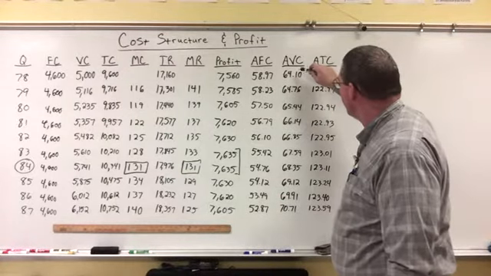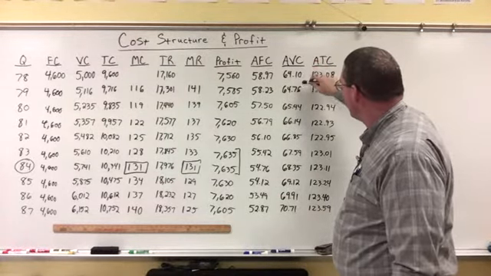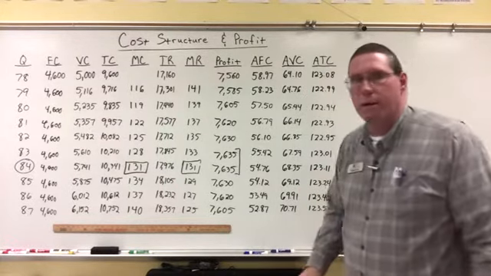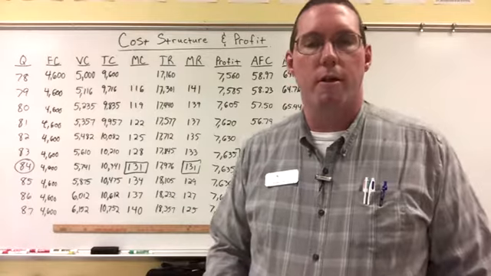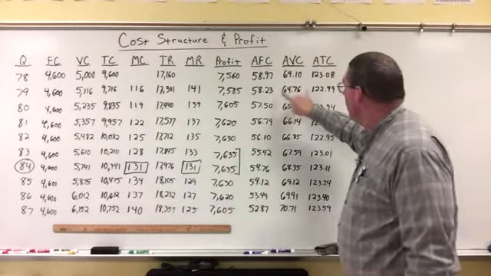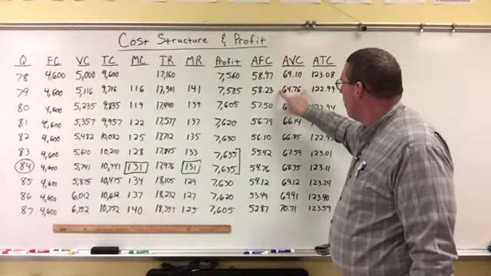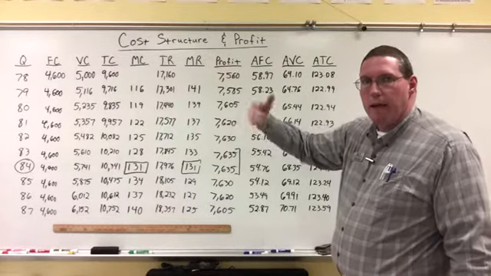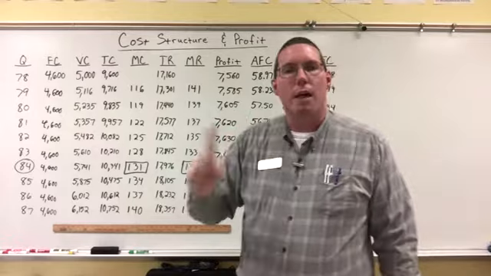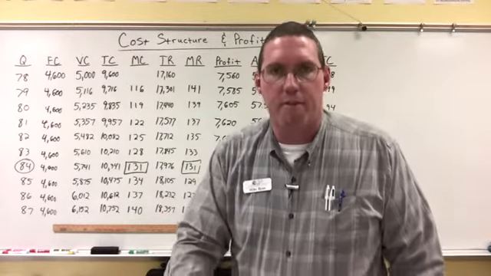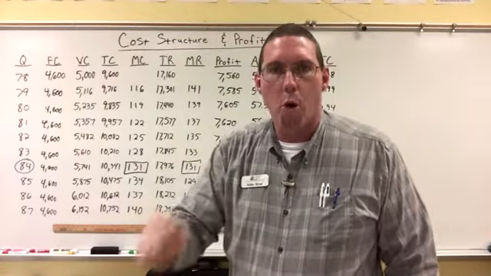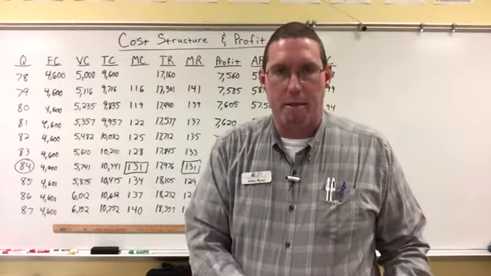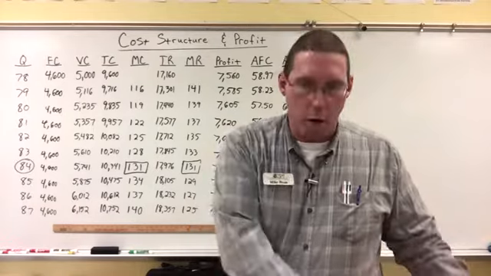But I also want to show you what's happening to average variable cost. Well, as I said, it's increasing and increasing. Watch this: the variable cost per unit that is produced is getting larger and larger. That means it's becoming more expensive to produce more units. If we want to make more, it's going to be more expensive, and then more expensive, and then more expensive.